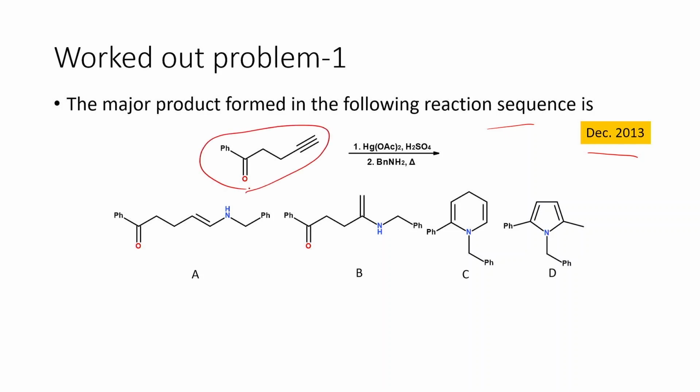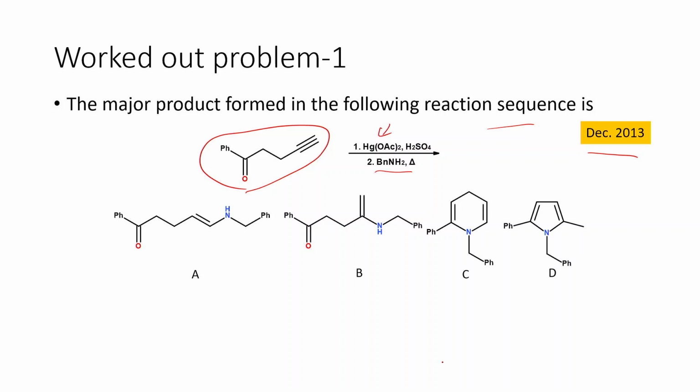An alkyne keto compound is given here, and this is treated with mercuric acetate and sulfuric acid, followed by benzyl amine and heating. So these are the two reactions that are happening, and we have products A, B, C, D, four types of products given here, and we are going to find out how the reactions will proceed.